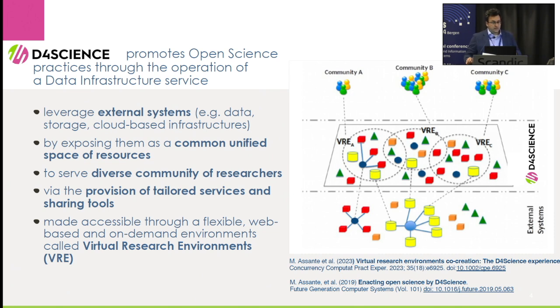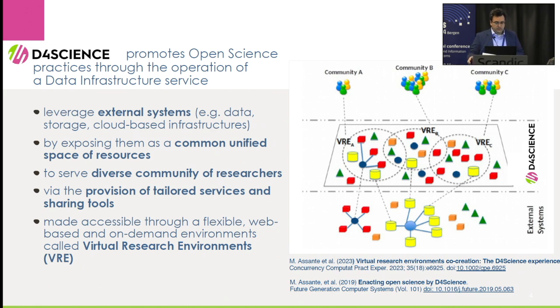We achieve this, and I will try to explain it with this slide here. We leverage external systems for data storage, but also cloud-based infrastructures, and we expose them in what we call a common unified space of resources. In the middle layer of this slide, there is an abstraction layer where we expose all these hardware, software, services and data resources in this common unified space. In doing so, we are able to serve a diverse community of researchers and to provision tailored service and sharing tools.